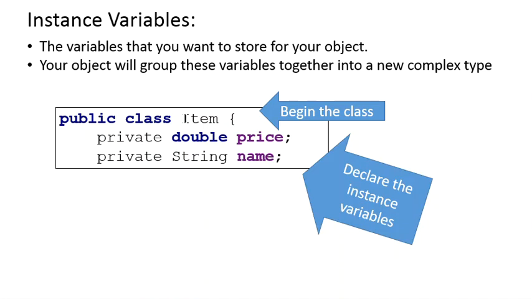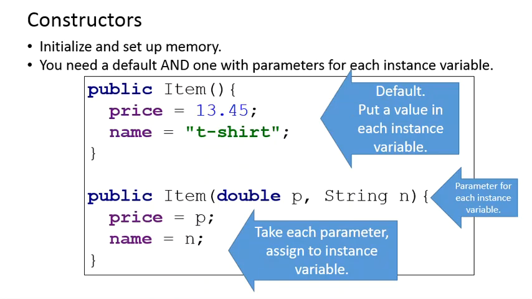And then we're going to choose our instance variables for our class. And in this case, I'm going to have these two instance variables. I'm going to make them private for reasons that I don't want to explain yet. Okay, then we are going to start with the constructors.